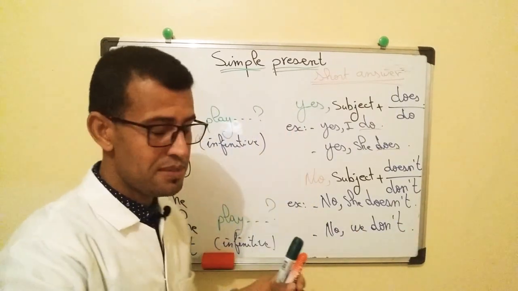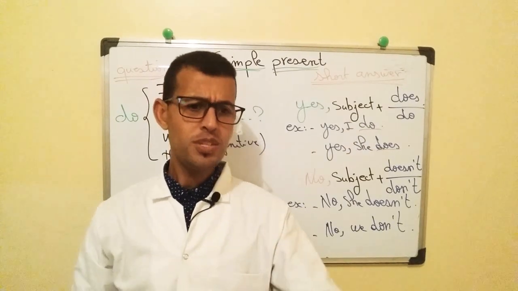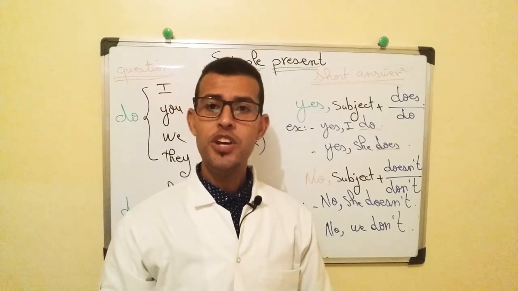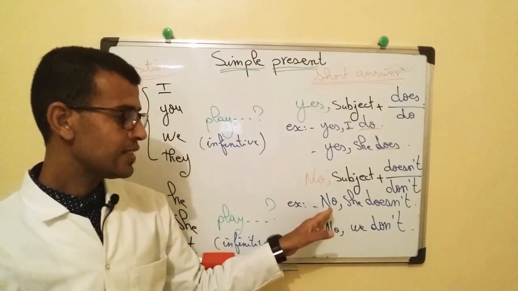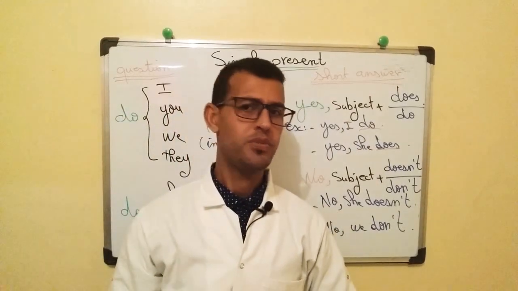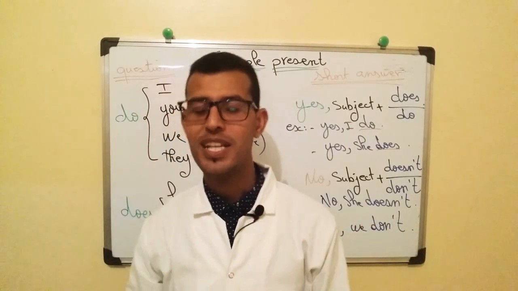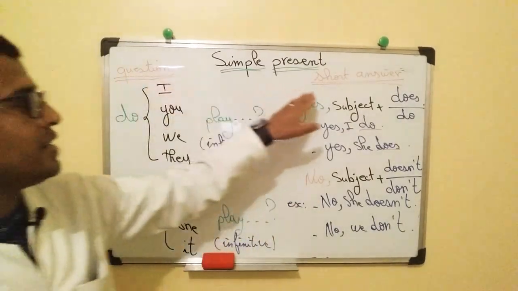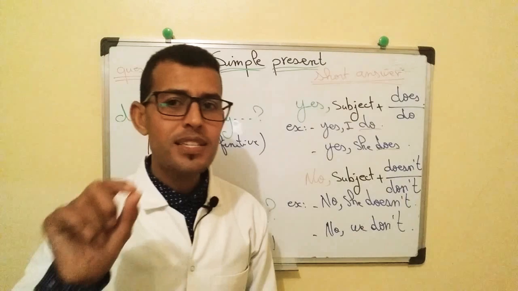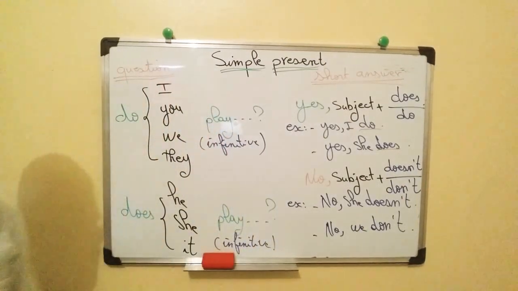For example, I can ask my student the question, do you speak Chinese? No, we don't. Does your mom make pizza? No, she doesn't. Great. So this is our lesson about question and short answer. Now let us move to a very simple practice.